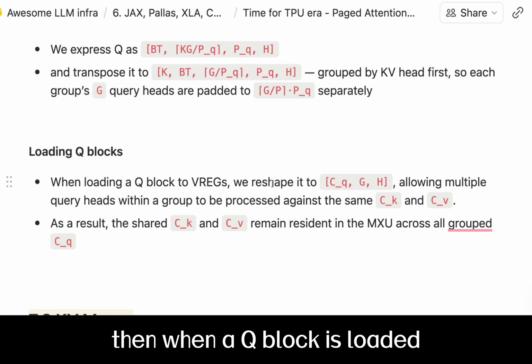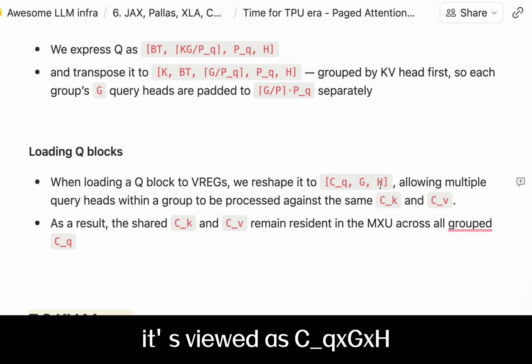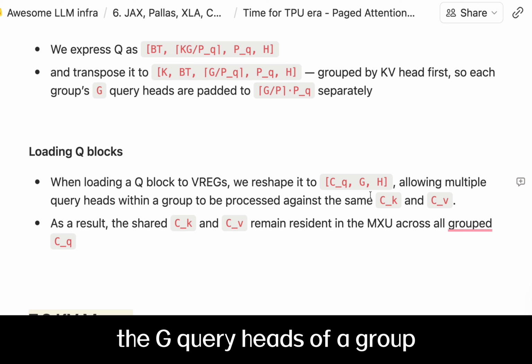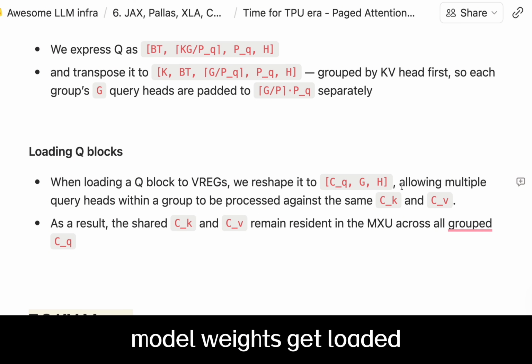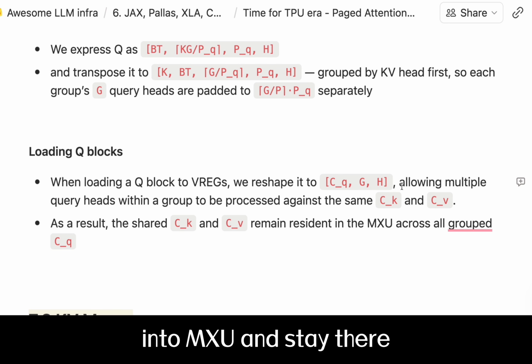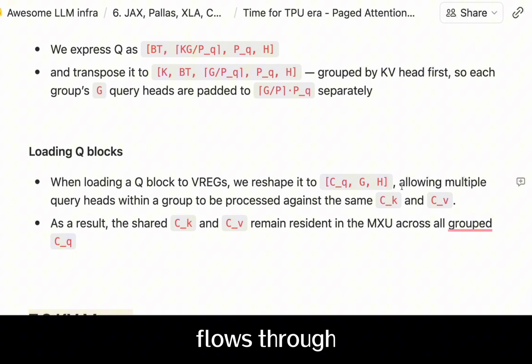Then, when a Q block is loaded into VREX, it's viewed as CQGH. The G query heads of a group line up in the queue and take turns against the same CK and CV. Remember in section 3, model weights get loaded into MXU and stay there? Same principle here. K and V are installed in the array once, and the whole group of queries flow through.